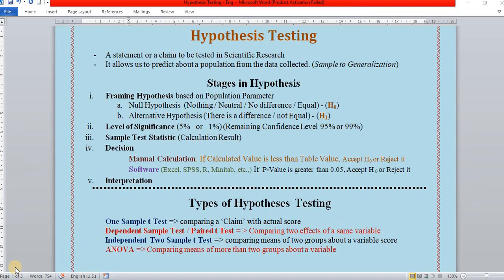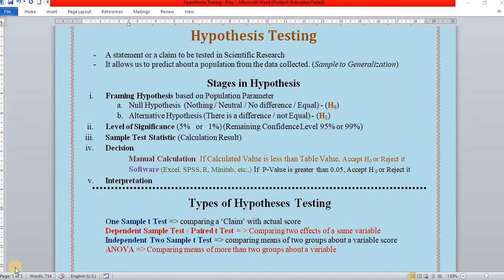The second stage of hypothesis testing is fixing the level of significance. It may be 5% or 1%, which is the universally accepted level. The remaining is 95% or 99% as a confidence interval. That is the difference between population parameter and sample statistics.